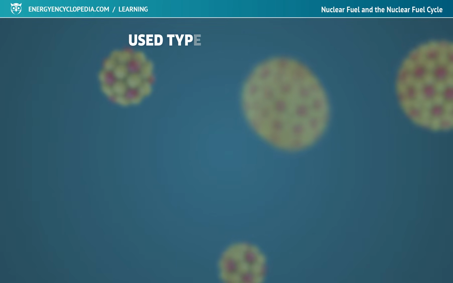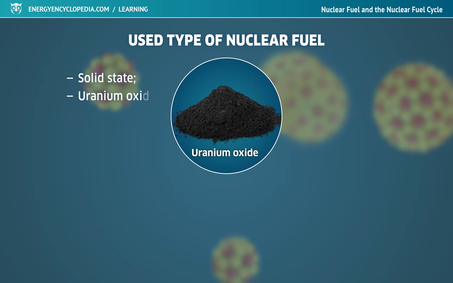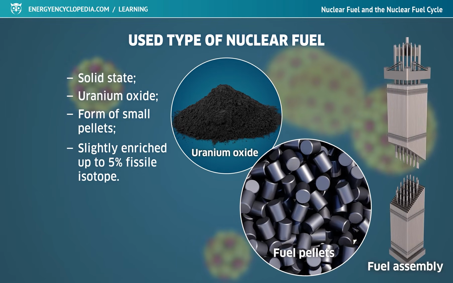The most frequently used type of fuel in nuclear energy today is solid, slightly enriched oxide uranium fuel in the form of small pellets with a proportion of up to 5% fissile isotopes.